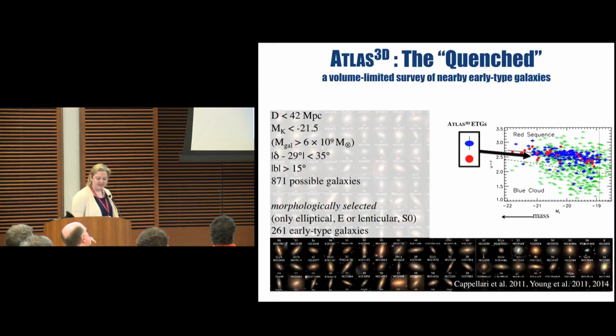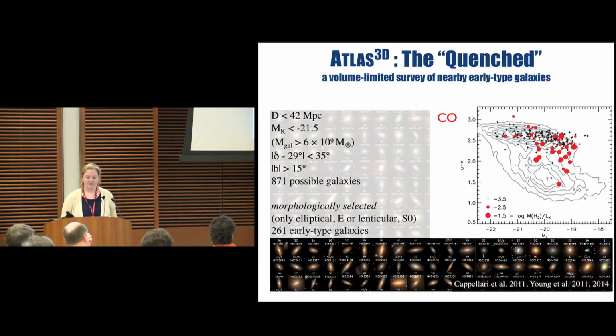Here they are in a color magnitude diagram, and I'll point out that the Atlas 3D early-type galaxies, which have these shapes right here, sit pretty much in red colors. I'll point out this is a slow rotator, it's an elliptical galaxy, a dispersion-dominated galaxy. This is a fast rotator. They tend to be lenticular galaxies. They tend to be rotation dominated.